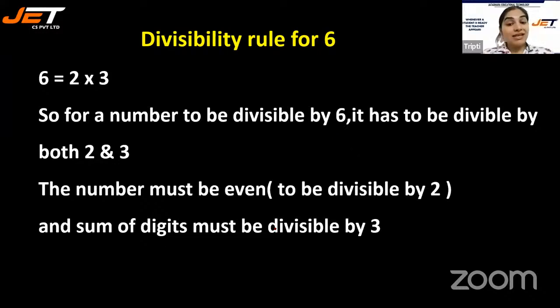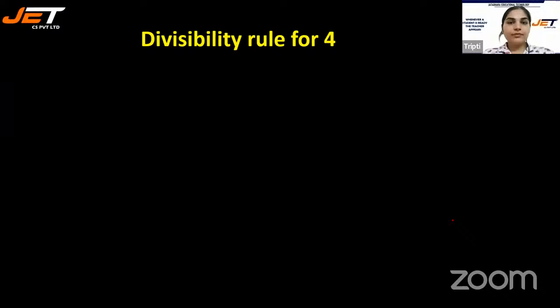The number must be even, like it should be divisible by 2, and the sum of digits must be divisible by 3, meaning the divisibility rule of 3. If any of these criteria is not fulfilled, either the 2 one or the 3 one, that means the entire number is not divisible by 6. The condition is it should be divisible by both 2 and 3 at the same time.